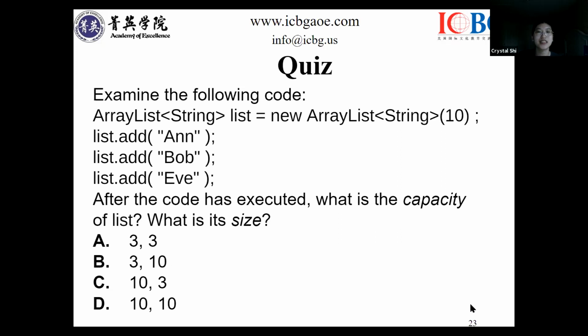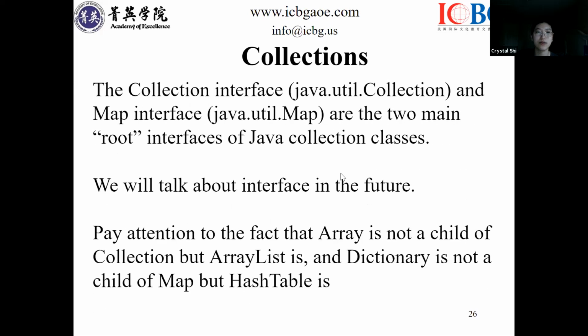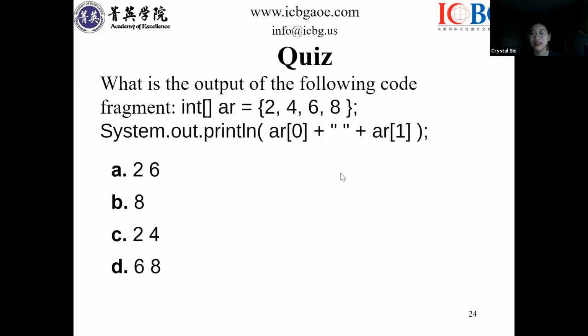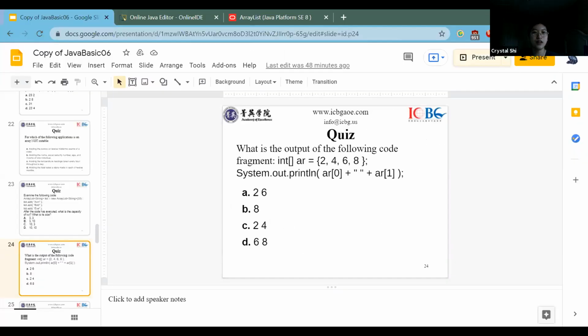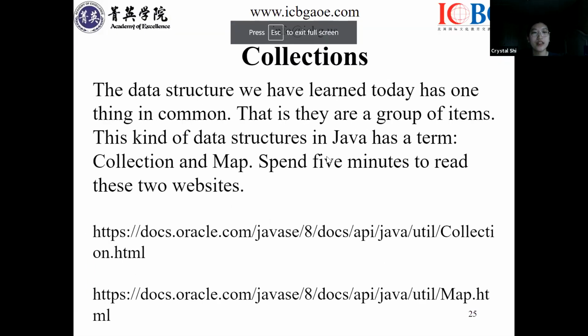So the capacity of the list is 10, since when you created the list, you set the capacity to 10. And then the size is 3 because that's how many things you put in there. Oh, we might be out of time, right? Oh yeah, we are running over. Sorry about that. Let's just skip this question.